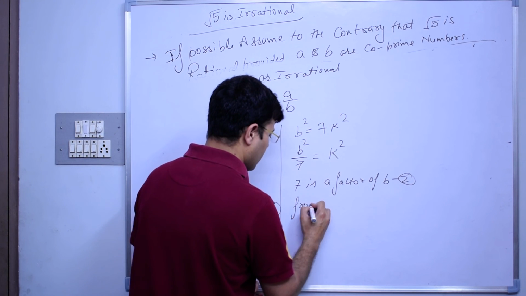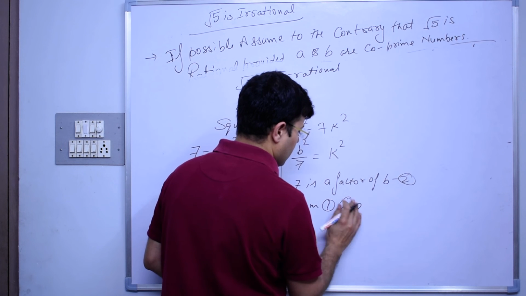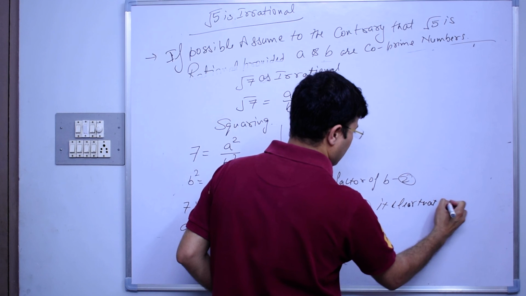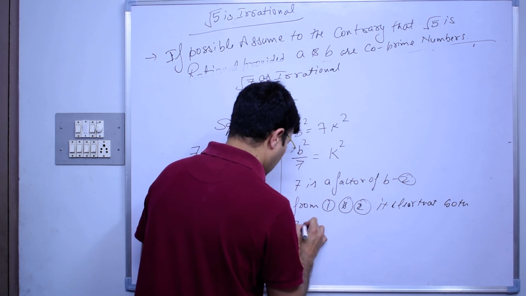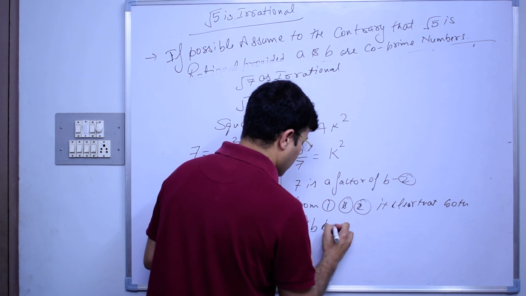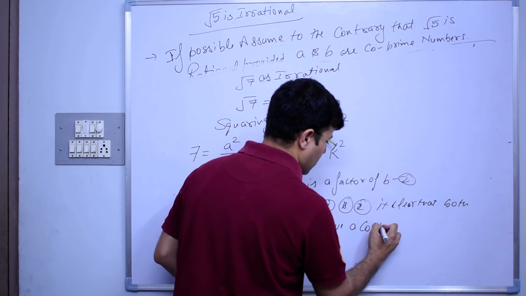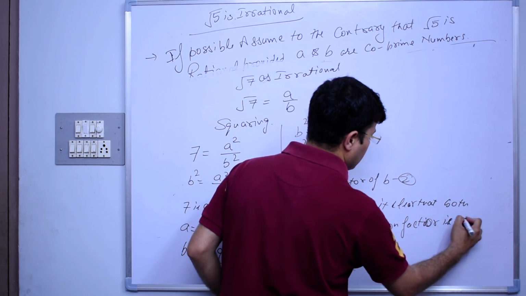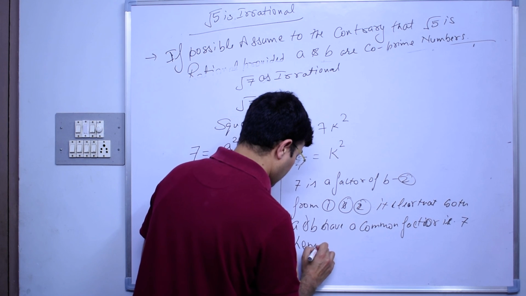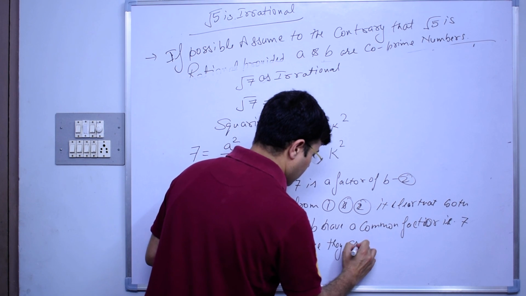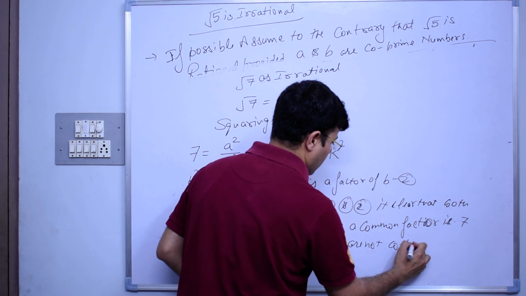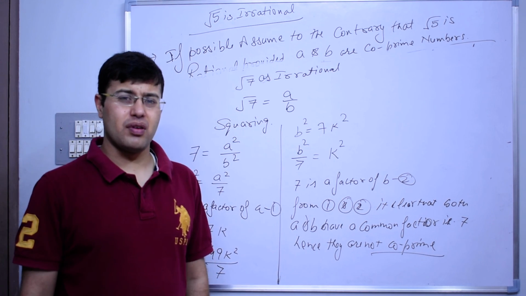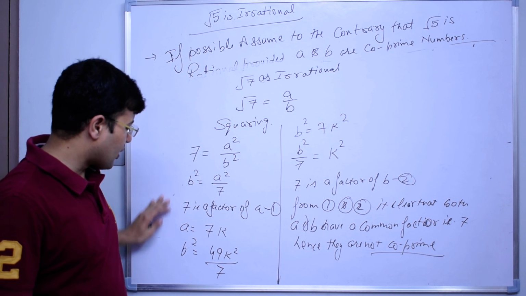So now you can say from 1 and 2 it is clear that both a and b have a common factor, that is 7, hence they are not co-prime. Right, and then you will proceed with that statement. Right, so this is all what you have to do while proving a number as irrational.